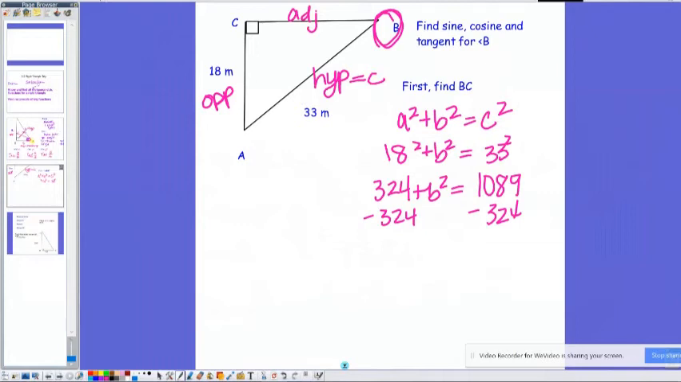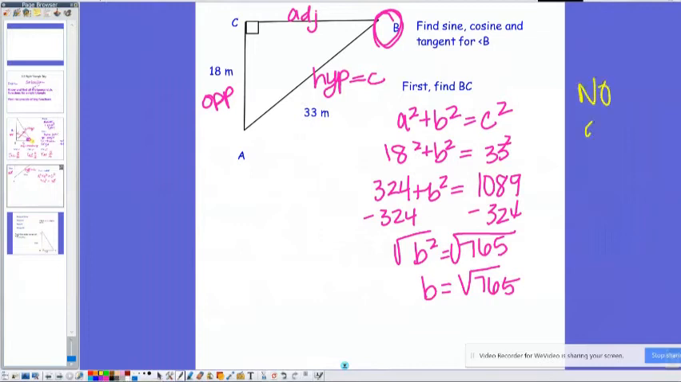1089 minus 324. B squared is 765. Now to get what B equals, I need to take the square root. So I do not want decimals. Okay, so I'm going to write that over here in yellow. No decimals. Okay.